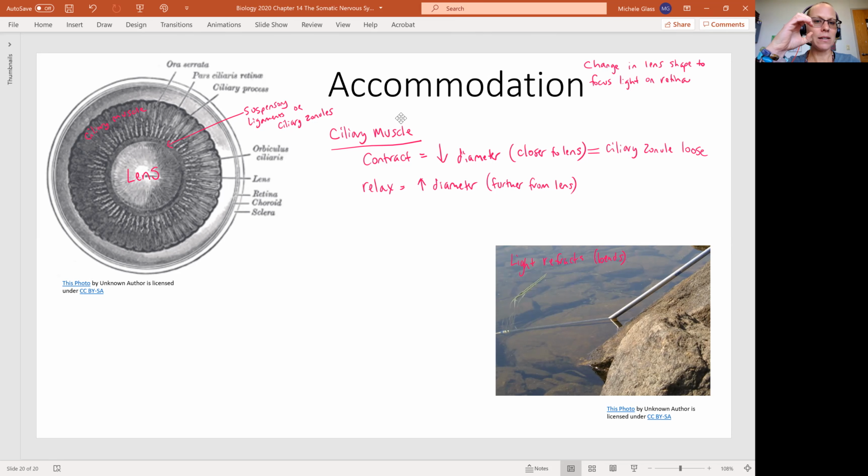Okay, now take your hand and make your circle. So this is your ciliary muscle, relaxed, far away from the lens. And imagine those strings, those ciliary zonules, they're going to be pulling tight. They're pulling tight. So my ciliary zonule is pulled tight in this case. Is everybody okay here?